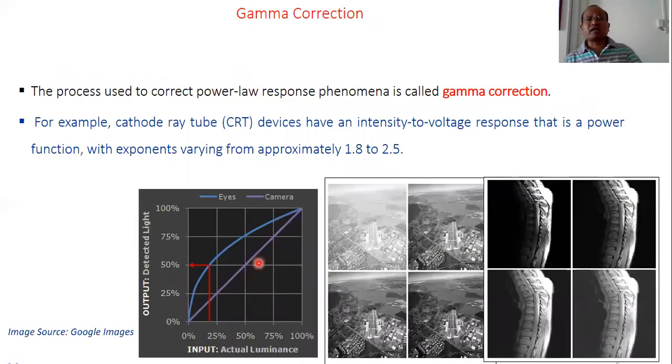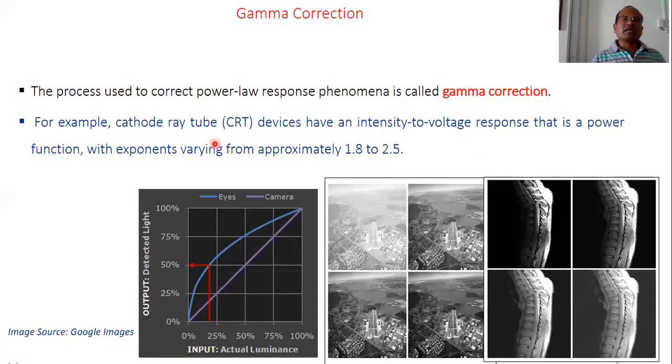Then comes gamma correction. These are all examples of intensity level transformation methods. Gamma correction is a very important method, especially in CRT and other raster displays where the monitor display is there. In order to get the appropriate display in the monitors, this gamma correction is required. The process used to correct power law response phenomena is called gamma correction.